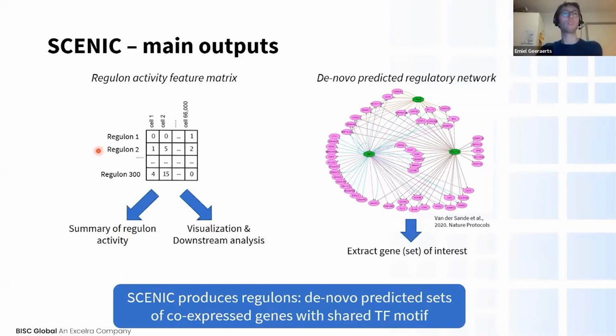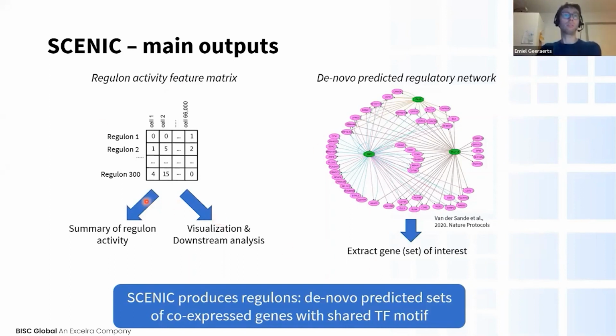Now, you may have noticed that this type of matrix is very much reminiscent of your count matrix, only it has much fewer dimensions, only a few hundreds compared to your full transcriptome. So you could also use your regulon activity matrix for visualization, downstream analysis, anything you can do on a count matrix. You can also use your regulon matrix as dimensionality reduction.